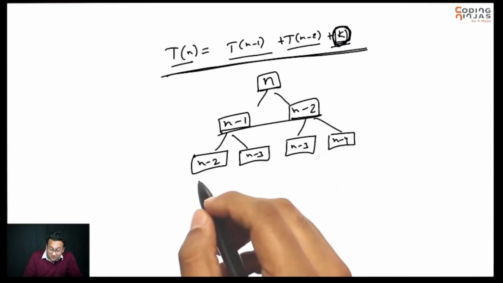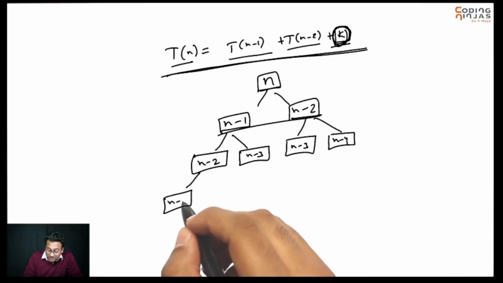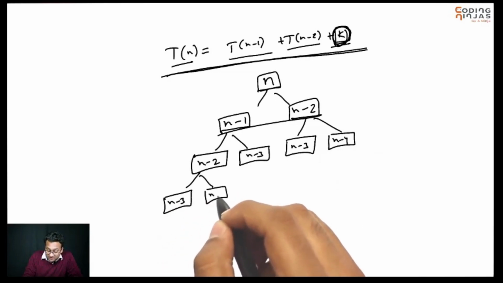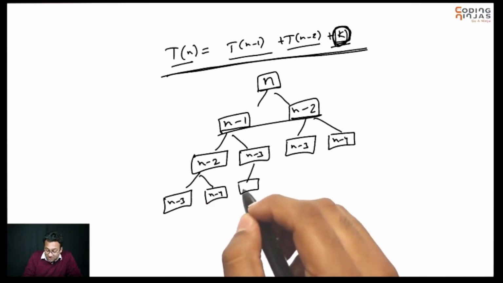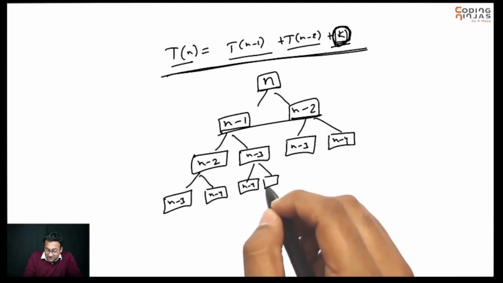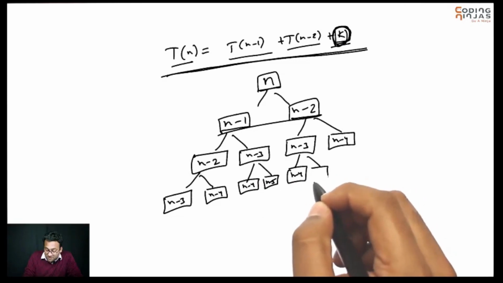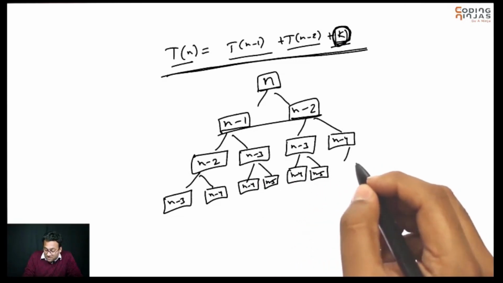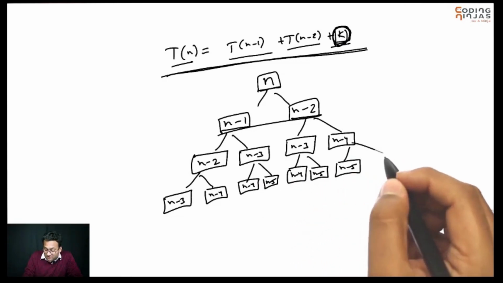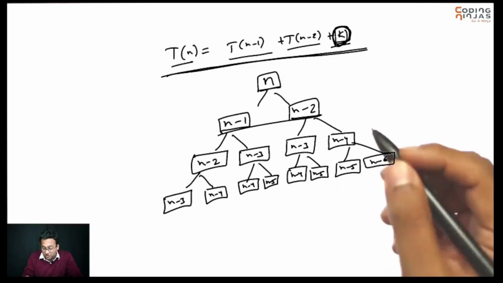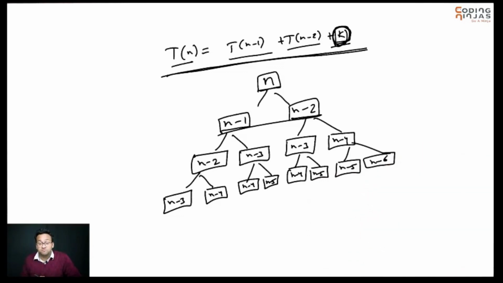Wow. N minus 2 is going to call n minus 3 and n minus 4. N minus 3 is calling n minus 4 and n minus 5. N minus 4 is calling n minus 5 and n minus 6, and so on. You will keep going down those links. You will keep going down like this, right? Like this is going to get repeated on and on.